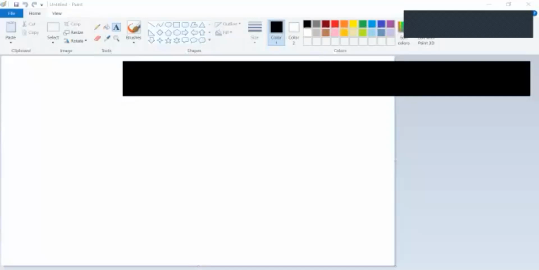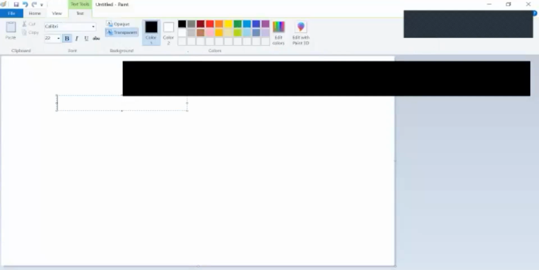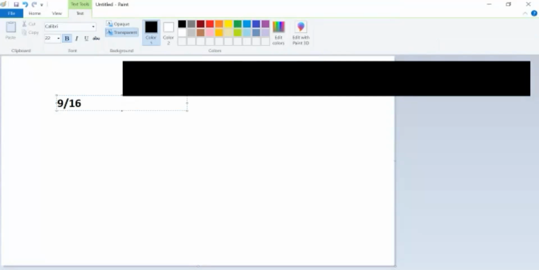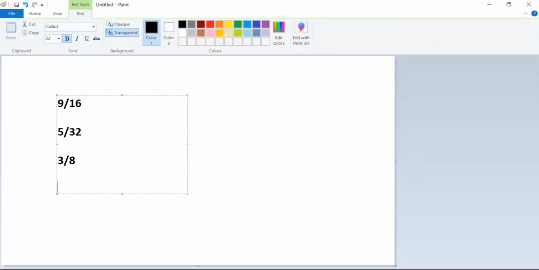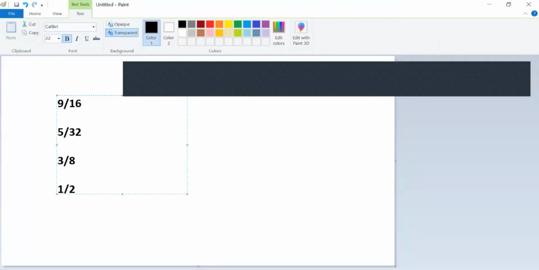Alrighty, so you can see my paint board, right? Mm-hmm. Okay, I'm gonna write these down again. 9/16. The other one was 5/32. That was 3/8. And the last one was 1/2, right? So what's the common denominator that I need to change them all to look at them? What would be the common denominator? Oh, yeah, 8. Wouldn't it be 8?